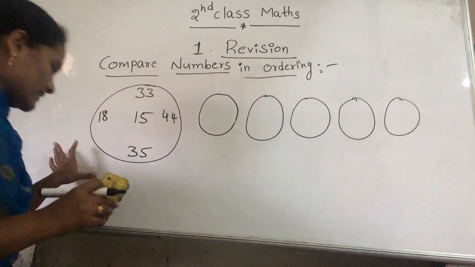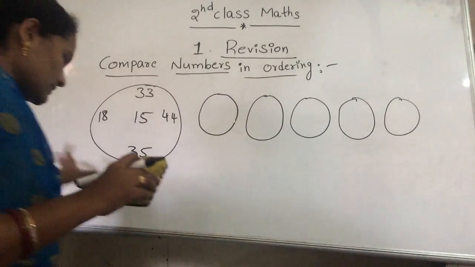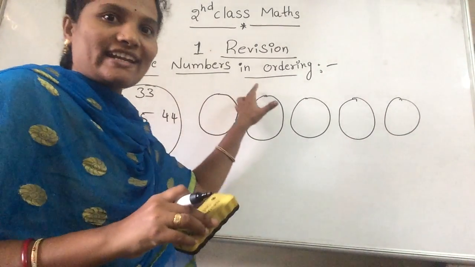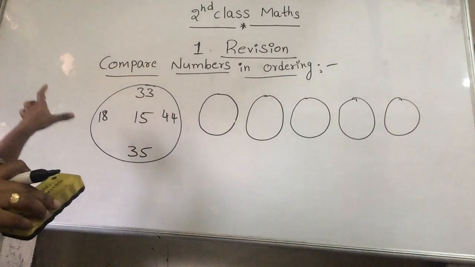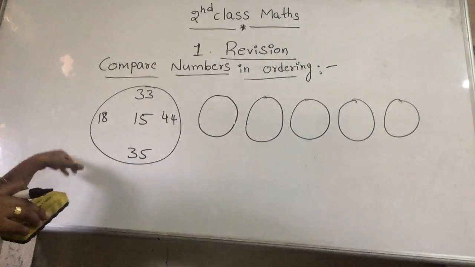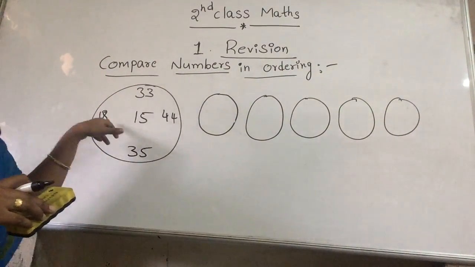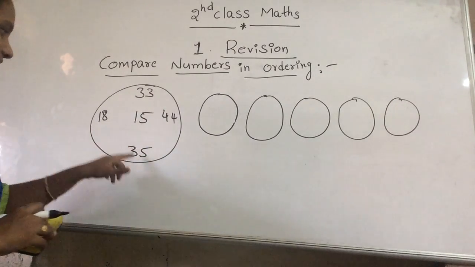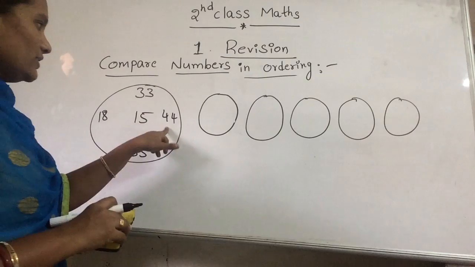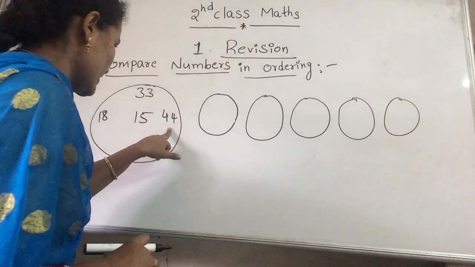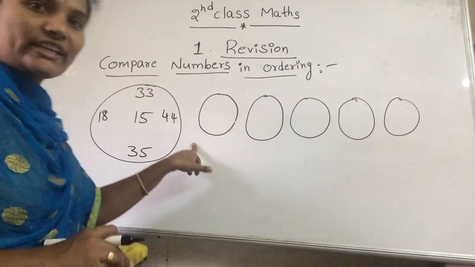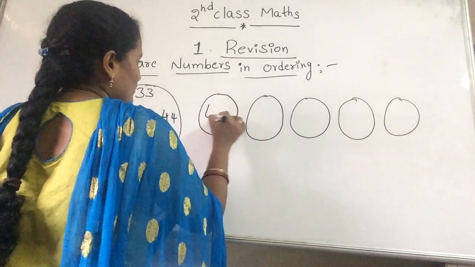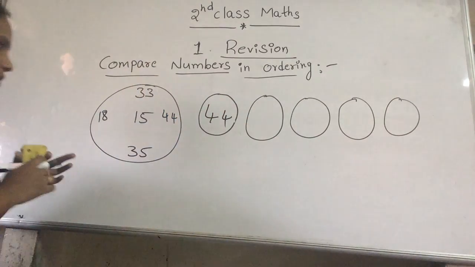Okay, now this begins with the greatest number. First activity is what? You begin with the greatest number. First you find out what is the greatest number. Here 33, 18, 35, 15 and 44. 44 is the greatest number. You begin with the greatest number. You should write here 44. Now next one.